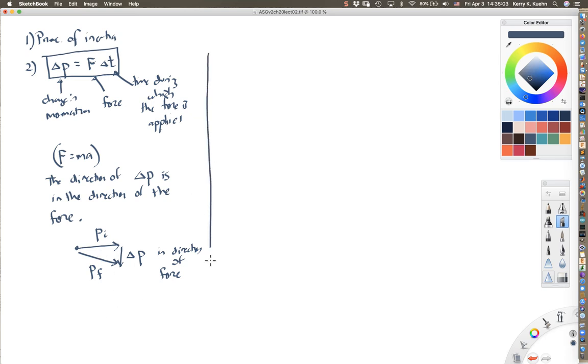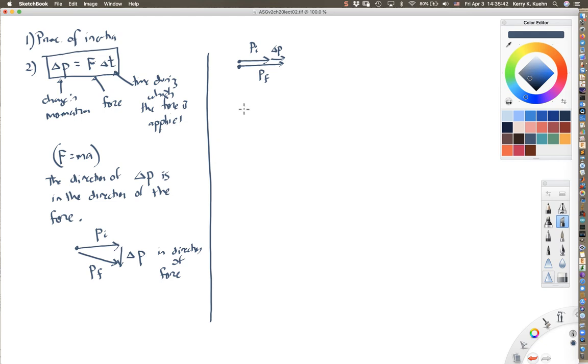There are simpler cases that we could do. For example, if we have an initial momentum in this direction and we apply a force behind it, just think about a hockey puck sliding to the right. If we apply a force behind it by hitting the back of the puck with the hockey stick, the change in momentum is in the direction of the force we're applying. And so as a result, the final momentum is going to be in the same direction as the initial momentum, but it's going to be a little bit longer. That is, its momentum is going to increase.